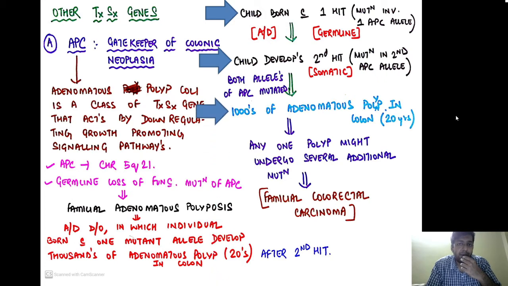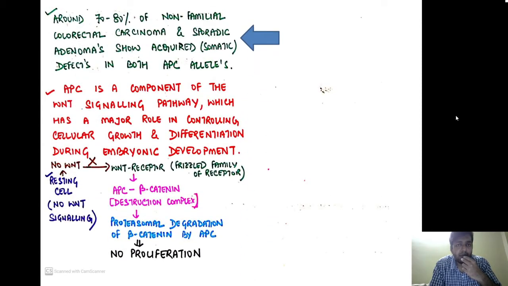After both the APC alleles are mutated, there will be development of thousands of adenomatous polyps in the colon at a very young age, when the person is in their 20s or teenage years. What is very important is that any one of these adenomatous polyps might undergo several additional mutations, giving rise to familial colorectal carcinoma. Remember, people suffering from this germline mutation are bound to suffer from colorectal carcinoma in their lifetime, because they have thousands of adenomatous polyps, so invariably at least one of them undergoes malignant change and they develop colorectal carcinoma.